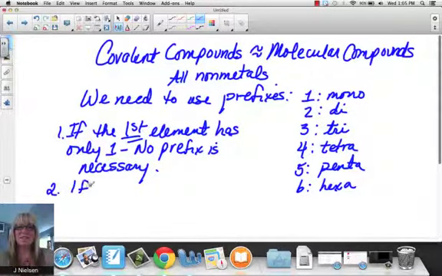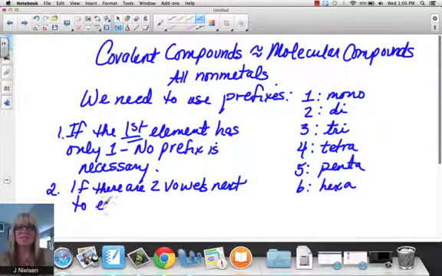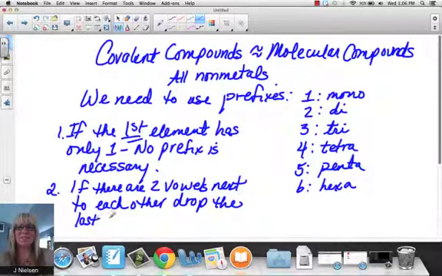Second, if there are 2 vowels next to each other, drop the last vowel on the prefix. And I'll give you an example of this.